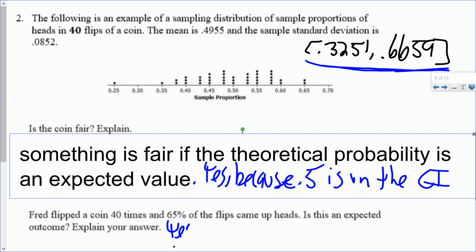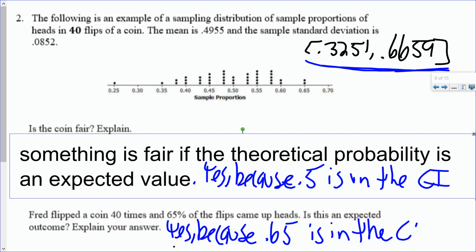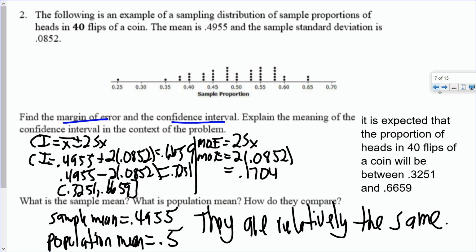Yes, because 0.65 is in the confidence interval. And that's it. So what do we do here? The margin of error and confidence interval are just calculated using formulas. The confidence interval is the mean plus and minus 2 times the standard deviation. The margin of error is 2 times the standard deviation.